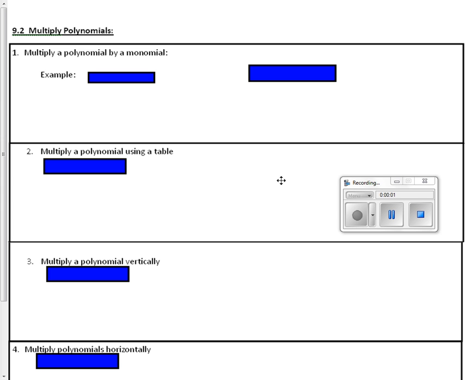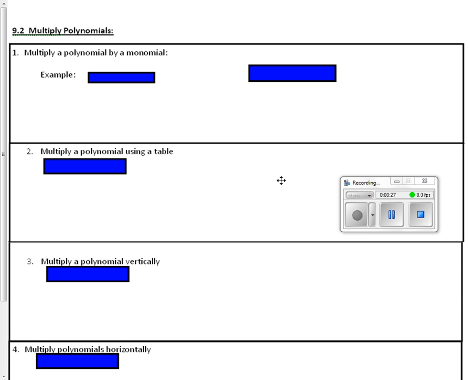Class. Today we're going to multiply polynomials. First off, we're going to start by multiplying a polynomial by a monomial. Hopefully by now we realize that a polynomial can be classified by how many terms we have. Again, we can have one term, which is a monomial, two terms, which is a binomial, three terms, which is a trinomial, and anything more than three, again, we call a polynomial.